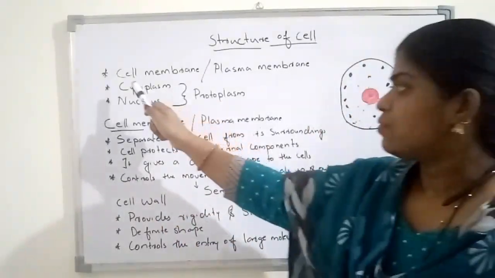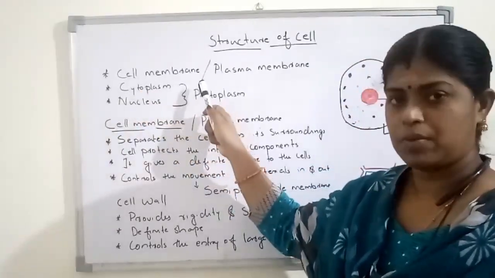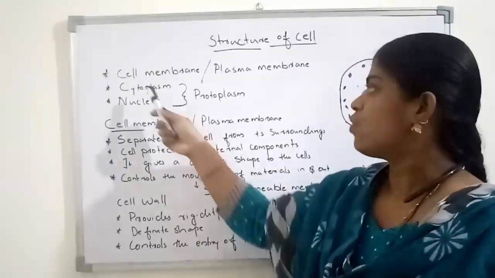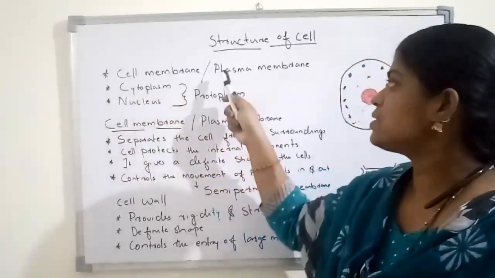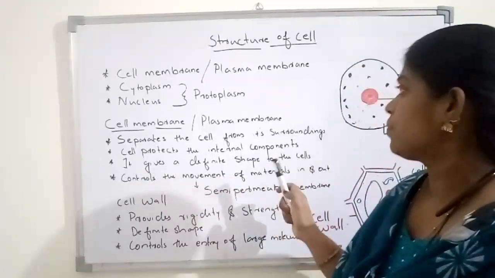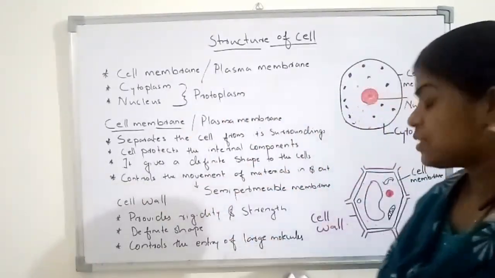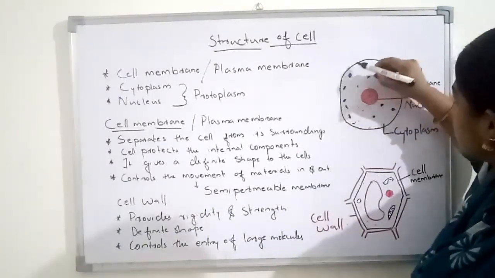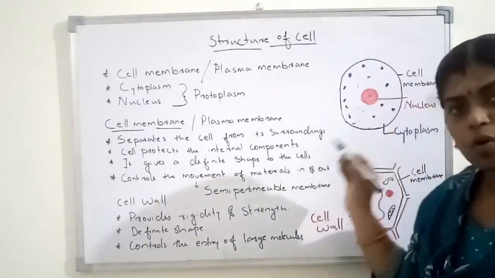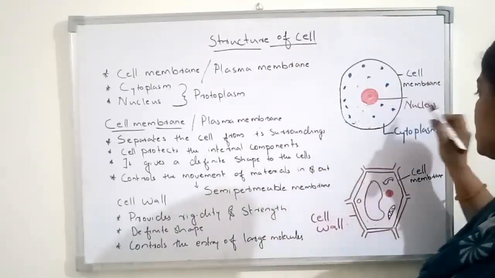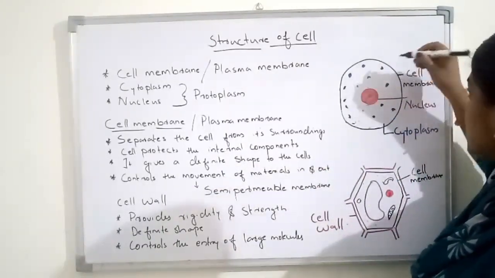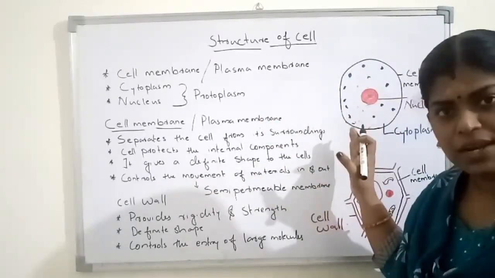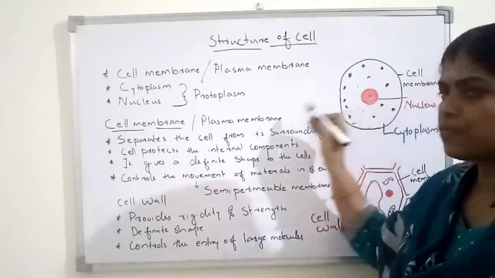Firstly, we are going to look at the cell membrane. Cell membrane is also known as the plasma membrane. In this figure you can see that this is the outermost covering of the cell. This membrane does not allow all materials to come inside the cell, and likewise to go out from the cell.